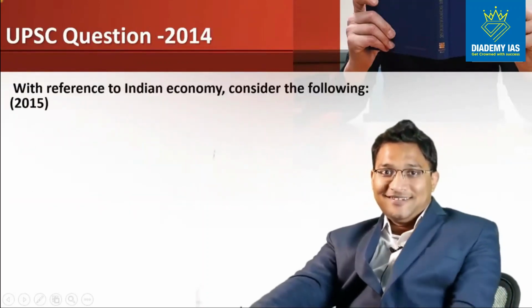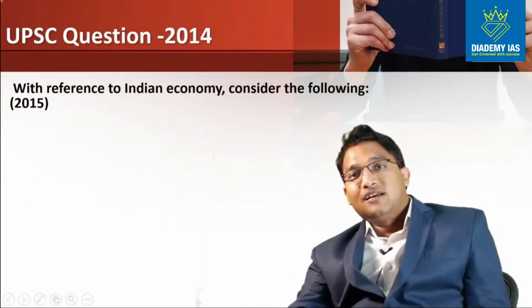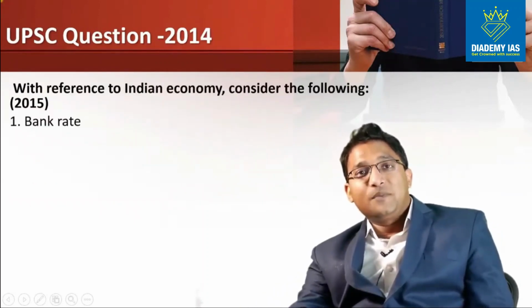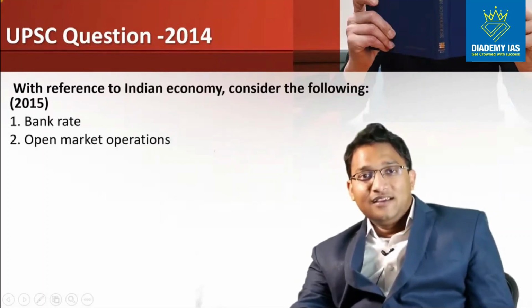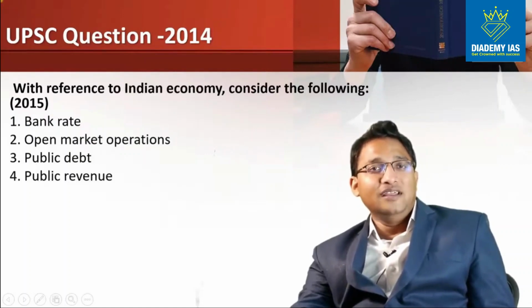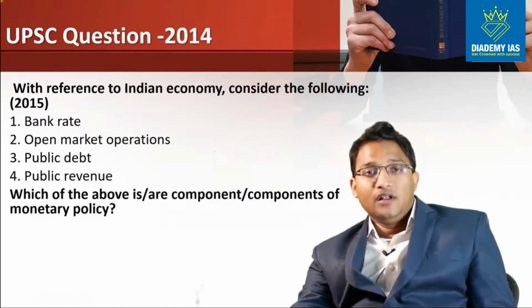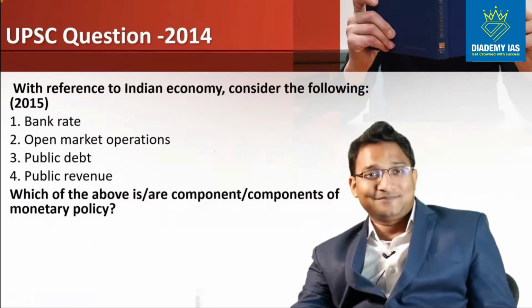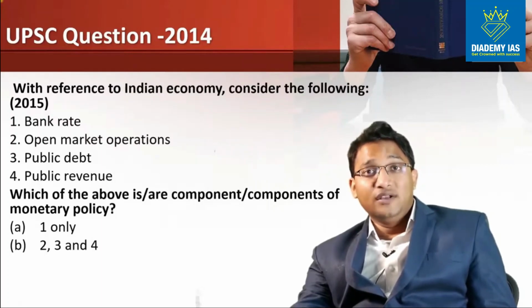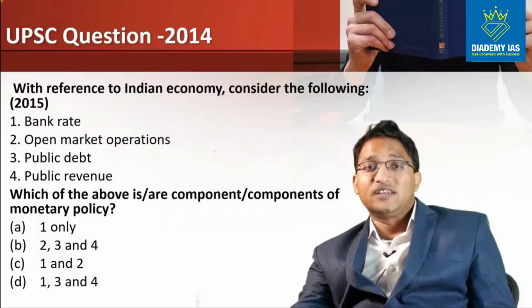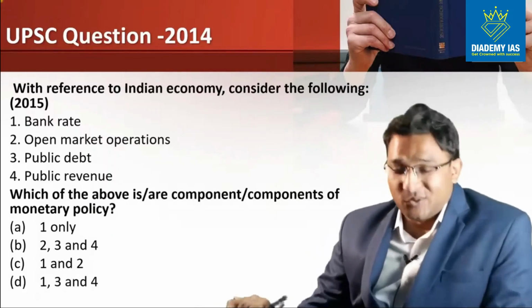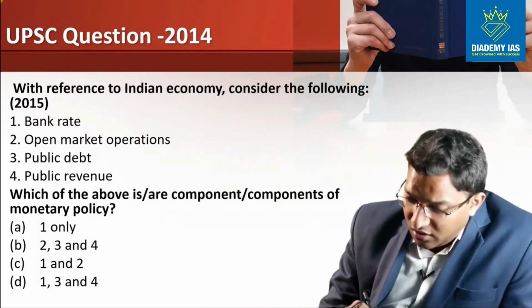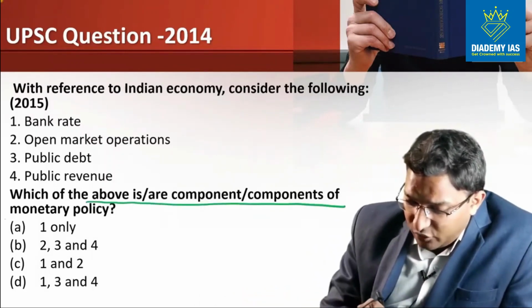Next question. With reference to the Indian economy, consider the following. Statement 1, bank rate. Statement 2, open market operations. Statement 3, public debt. Statement 4, public revenue. Which of the following is or are components of the monetary policy? Option A, 1 only. Option B, 2, 3 and 4. Option C, 1 and 2. And option D, 1, 3 and 4. So friends, this is a very simple question. The question is asking which of the above is or are components of the monetary policy.